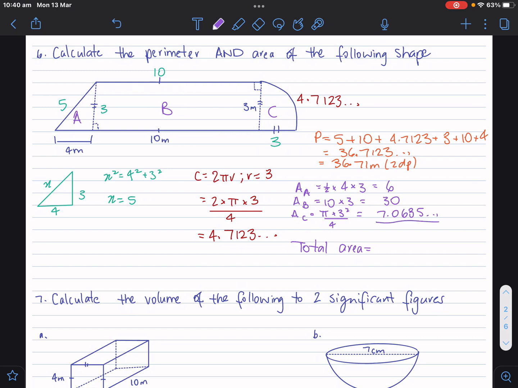equals, we add all these up, and I get 43.068, and I'm going to round this off to 2 decimal places and indicate that there. So you just find the area of each of those 3 shapes separately and just add it up.